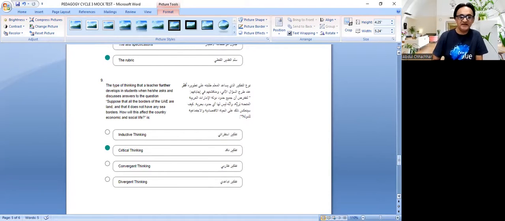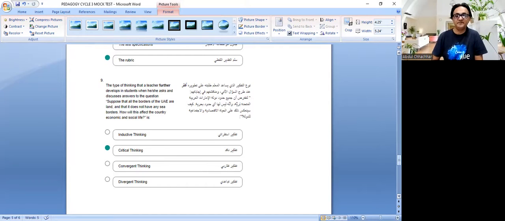The type of thinking that a teacher further develops in students, where she asks them to discuss answers to this question: suppose that all borders of the UAE are land and that it does not have a sea border. That means landlocked. How will this affect the country's economic and social life? Now, we have had some lessons about inductive, convergent, and divergent thinking. So it's not inductive. Let's talk about convergent thinking. That means being specific on one solution.